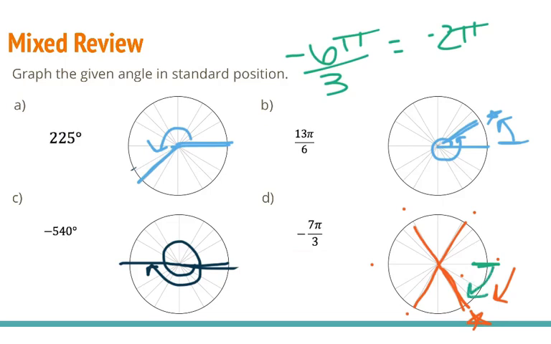So either way you want to think about it, you end up being right here. So let's clean that up a little bit now that we know where that is. I'm going to be starting at 0, and I ended up here, but I had to go all the way around one time before I got there. So I need to show that loop when I draw in that angle.